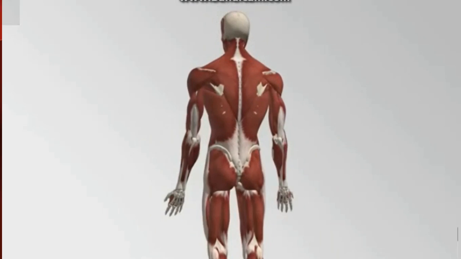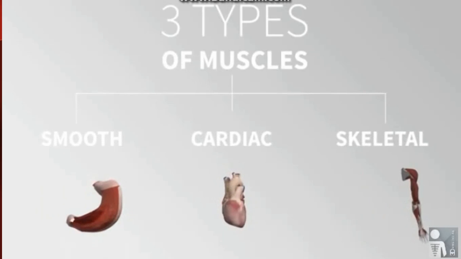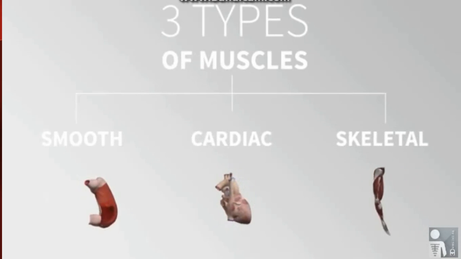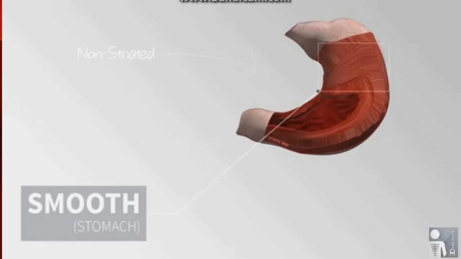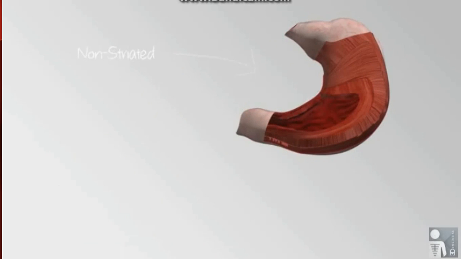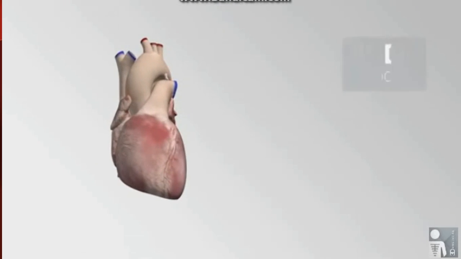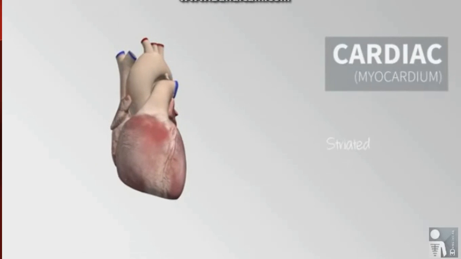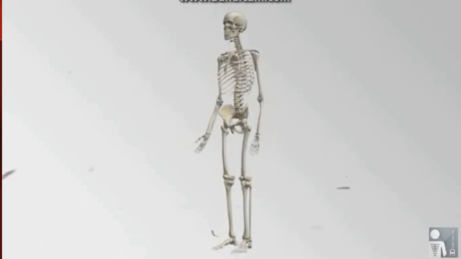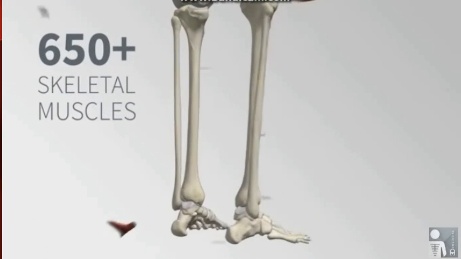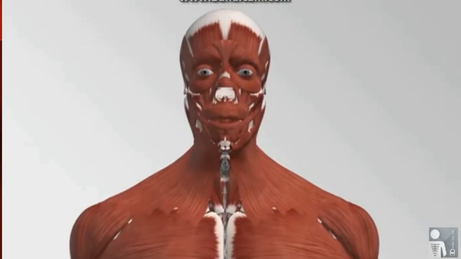Three types of muscles are contained within the human body: smooth, cardiac, and skeletal muscles. Smooth muscles are found in the walls of many organs, such as the stomach, and in blood vessels. They have a non-striated appearance and contract involuntarily. Cardiac muscles are found in the walls of the heart. They also contract involuntarily but have a striated appearance. Skeletal muscles are attached to and move bones. These muscles contract voluntarily and have a striated appearance.